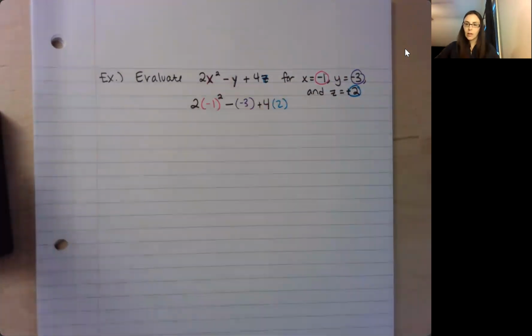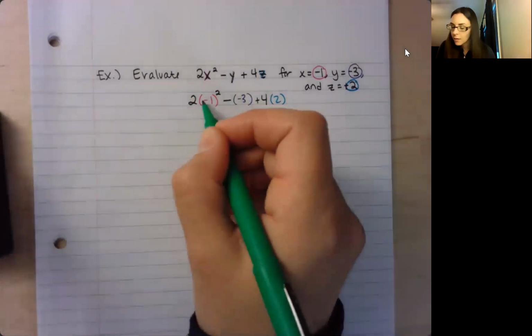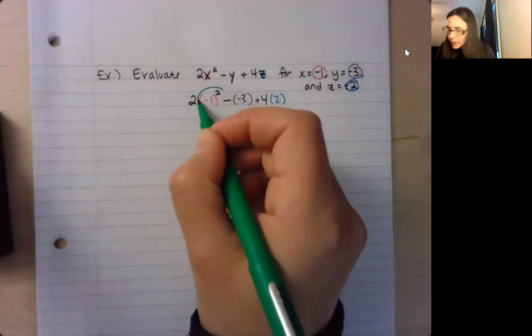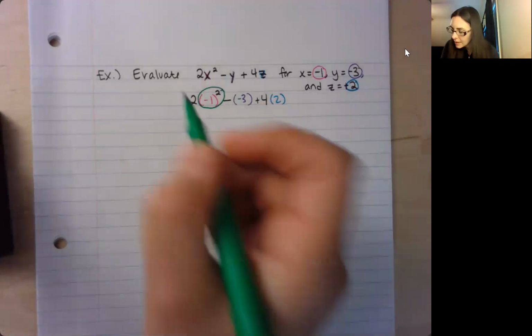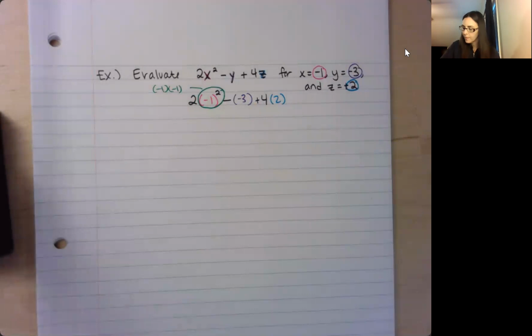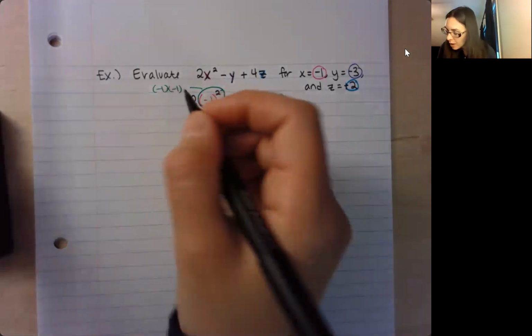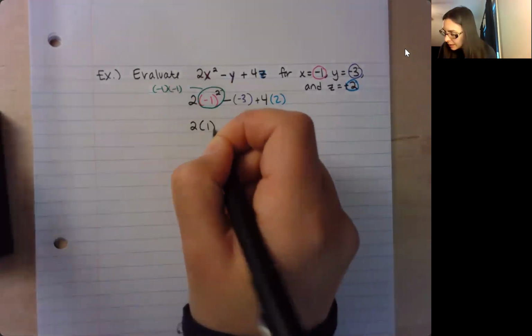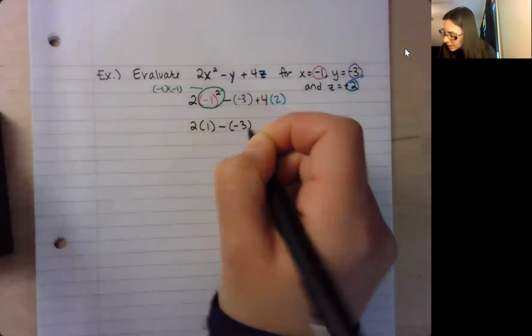So let me use a different color. You wanna be careful. You're not gonna do 2 times negative 1. You need to do the exponent first here. So that is negative 1 times negative 1. So negative 1 times negative 1 is positive 1. So I have 2 times 1 minus negative 3 plus 4 times 2.